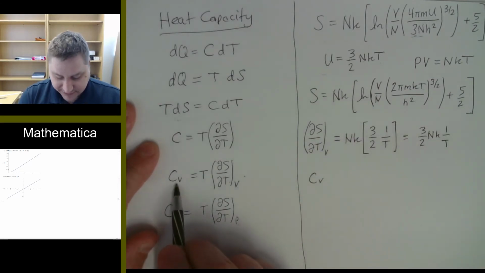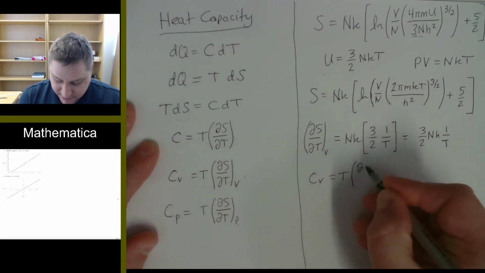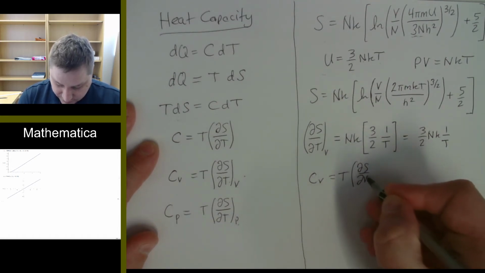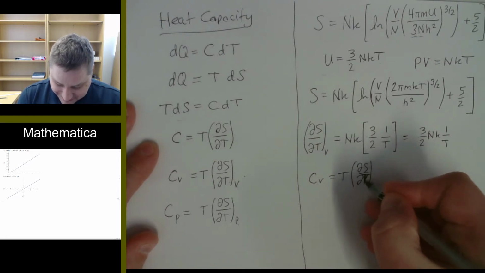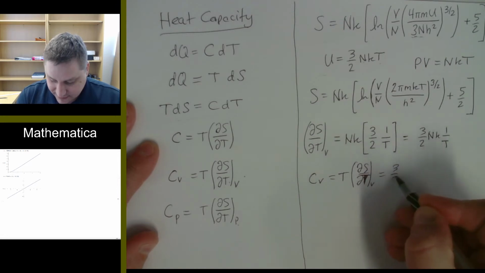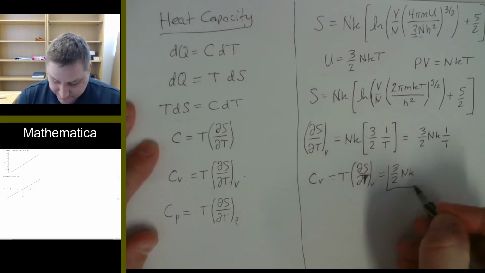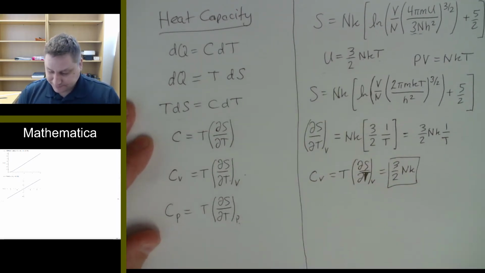All right, now to actually get the heat capacity, we just need to multiply that derivative by T. So I'll rewrite the rule here so I don't forget it. And so just multiplying this by T gives me 3/2 nk. So that is the heat capacity at constant volume directly from the entropy formula.